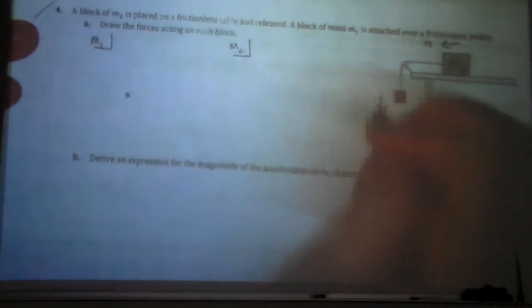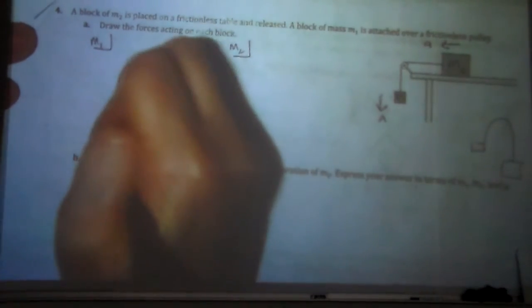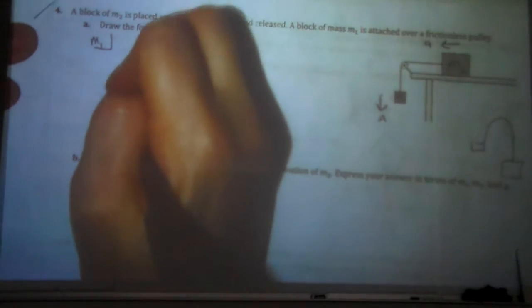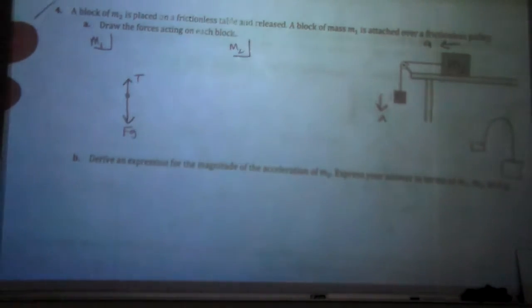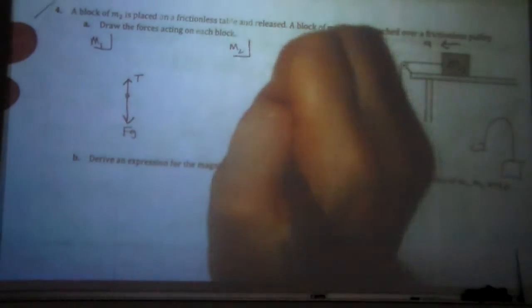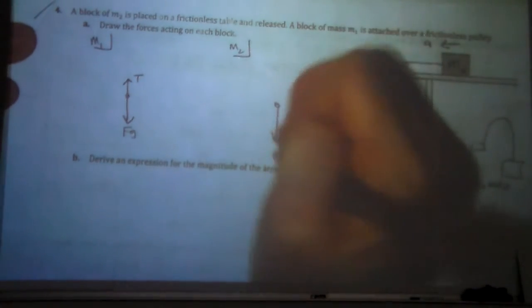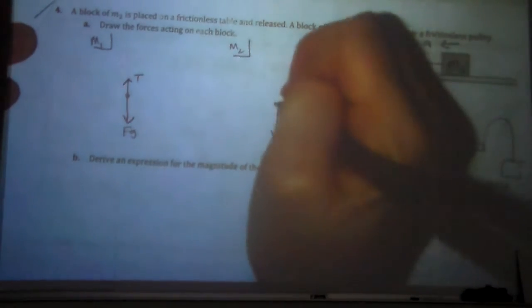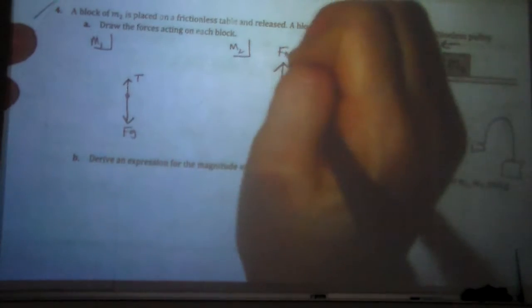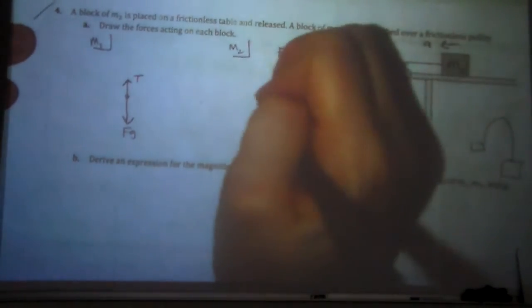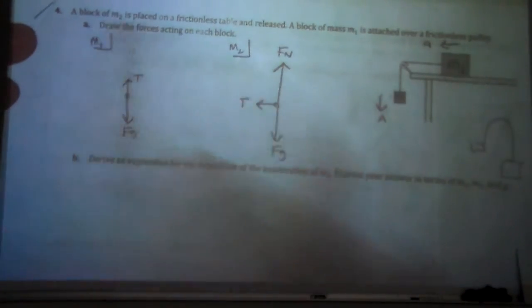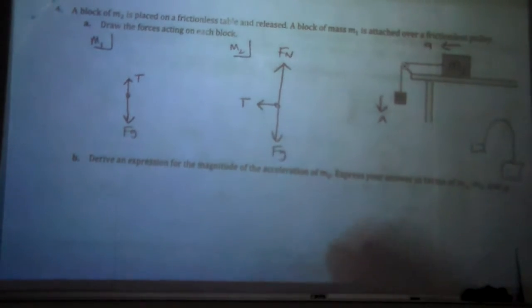That means that if this is accelerating down, the force of gravity is greater than the tension force, so this tension right here. Now M2 has a big gravity force, but it's sitting on a surface, so it also has a big normal force. And then it feels that same tension pulling it to the right, and there's no friction, so there's nothing pointing against.